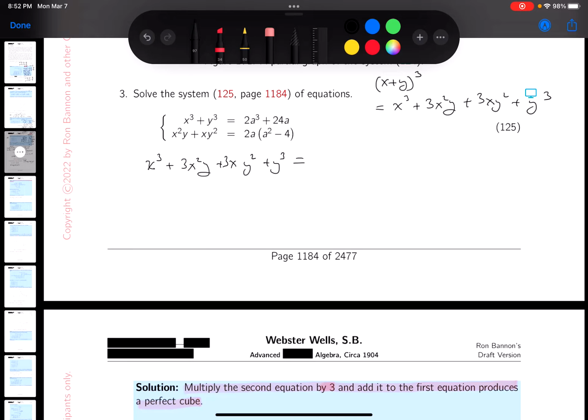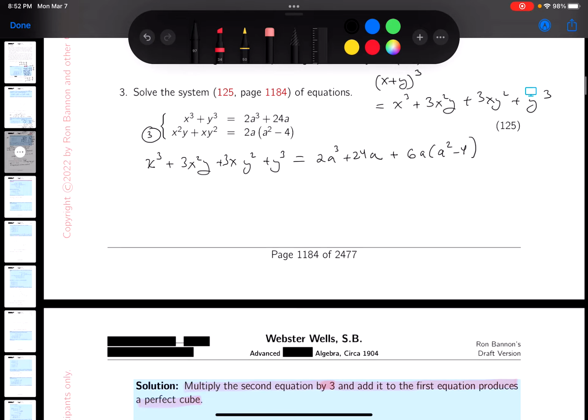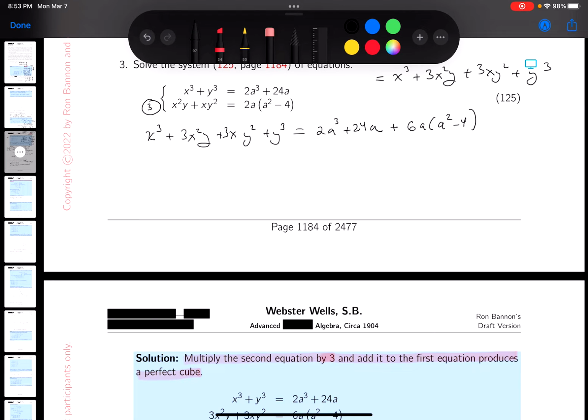Let me repeat this. I'm multiplying the second equation by 3, adding it to the first equation. Well, what do you get there? You get 2a cubed plus 24a, plus, I've got to be careful here. I'm multiplying by 3, right? 6a squared minus 4. We're not done yet, but I do know one thing about the left side.